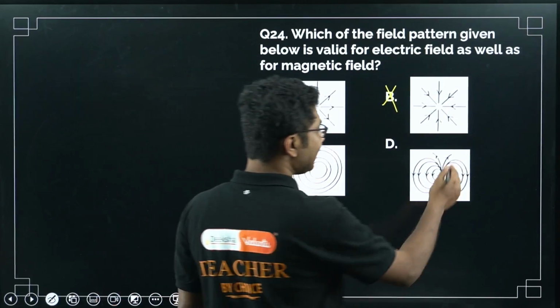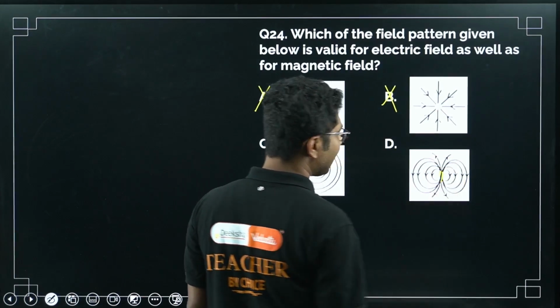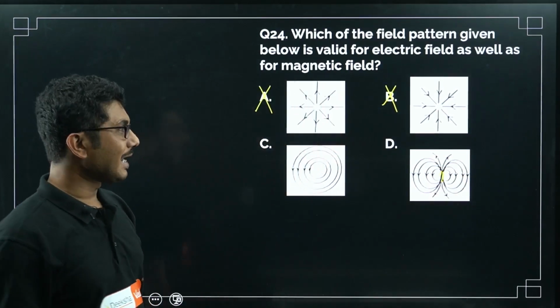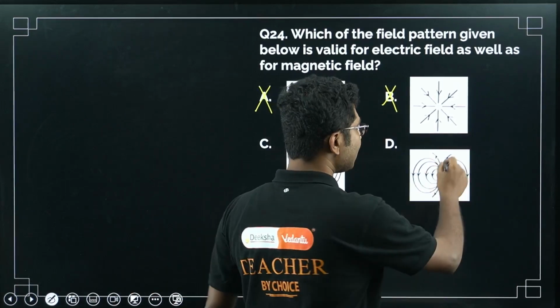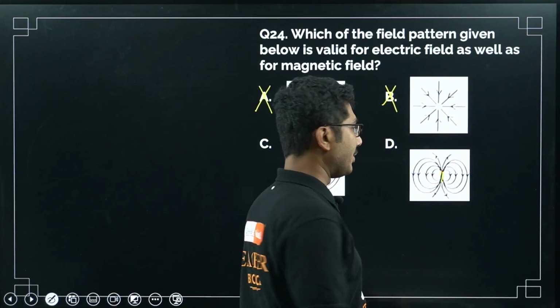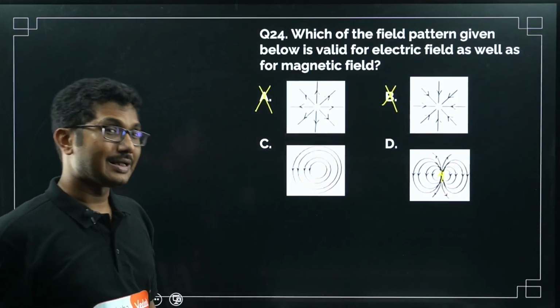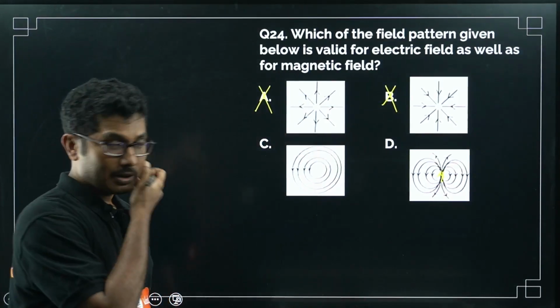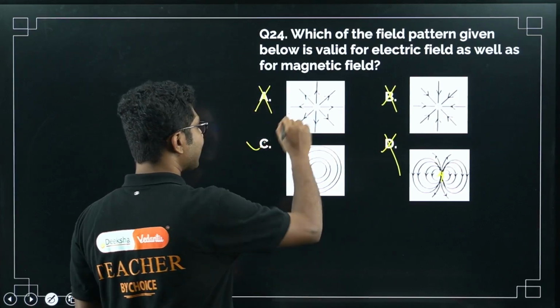This is partially correct, but here as you can see there is no internal line shown. Internal line shown means the lines are only going from in to out, but it is not forming a proper closed loop. If there was an arrow in this case, then that would not have been possible for electric field, but may be possible for magnetic field. So this is also not possible. So only possible answer is this.